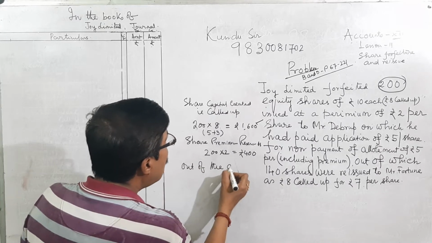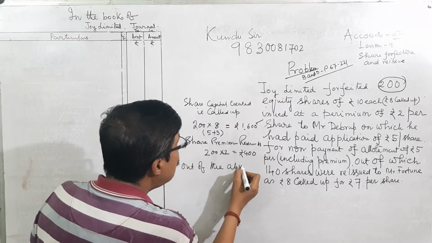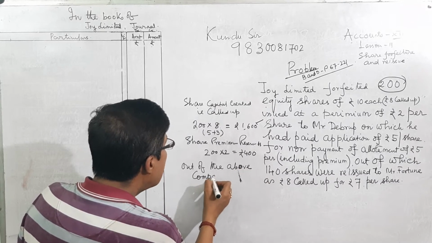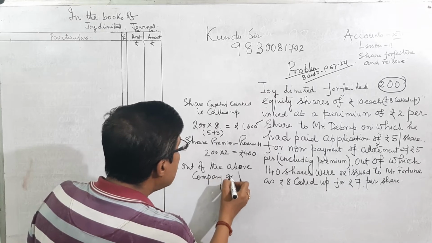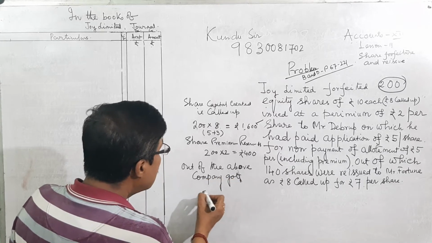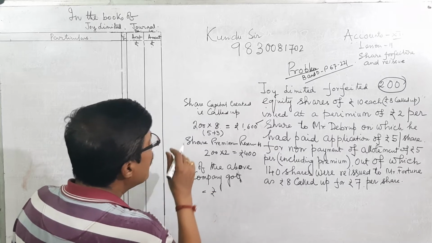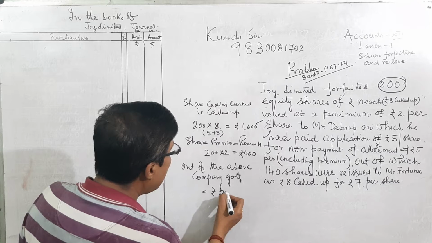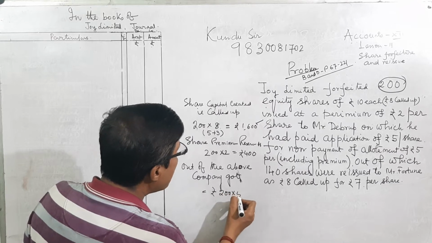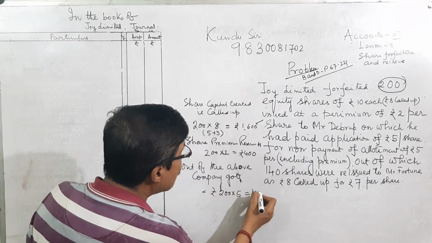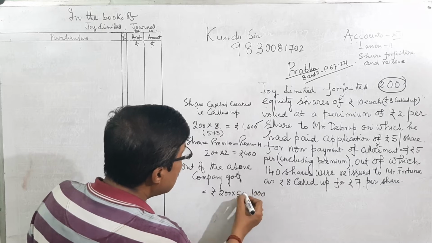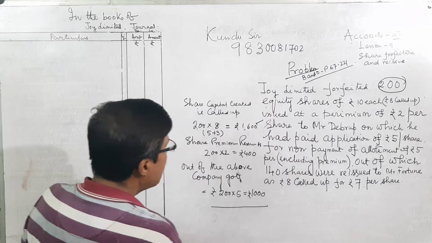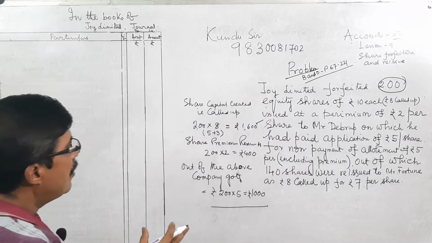Out of the above, the company got how much? Only application, that means 200 into 5 equal to 1000. That is 1000. The company got this. Now we are passing the journal.